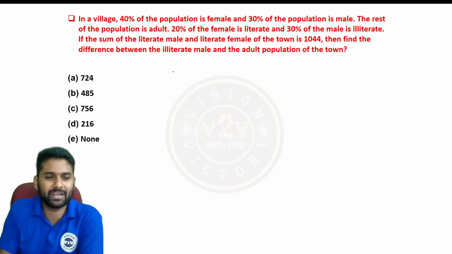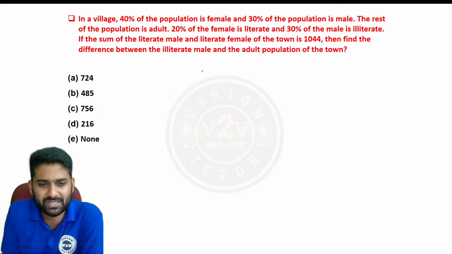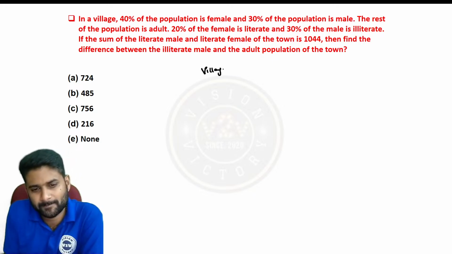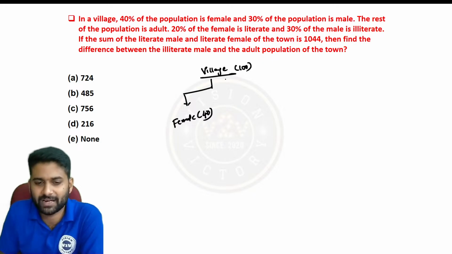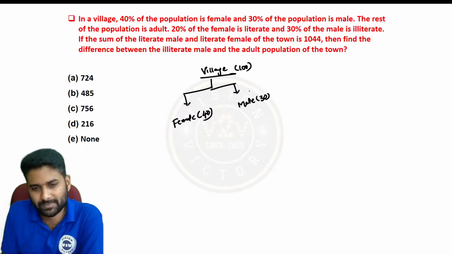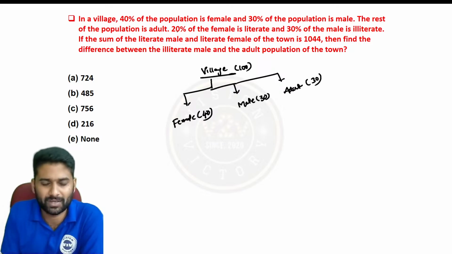Now see, in a village, 40% of the population is female. Let us assume the total number of candidates in that village is 100. Out of that, 40 are female, 30 are male, and the remaining 30 units are adults.